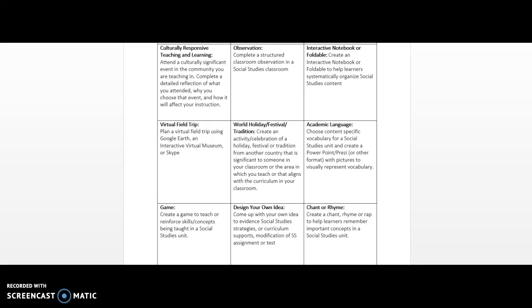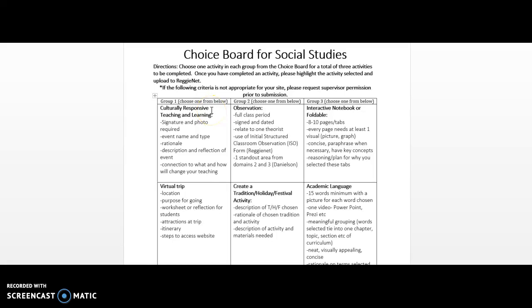So again, just like in the science choice board, you're going to choose content-specific vocabulary for a social studies unit and create a PowerPoint, a Prezi, or another format with pictures to visually represent vocabulary. The last option is a chant or a rhyme. You're going to create a chant, rhyme, or rap to help your learners remember important concepts in a social studies unit. Now let's look at the criteria for the social studies choice boards.